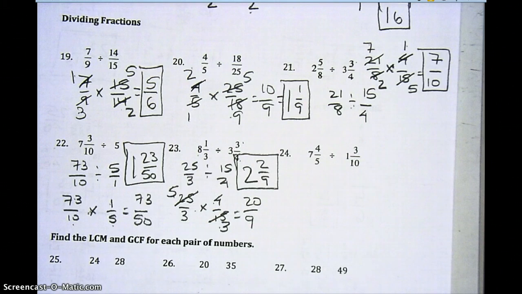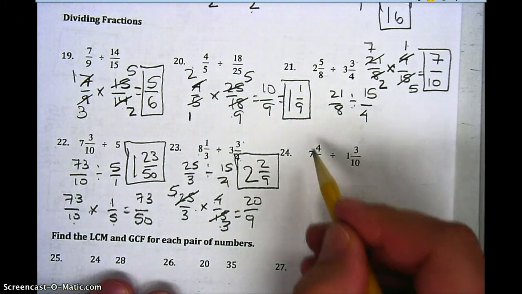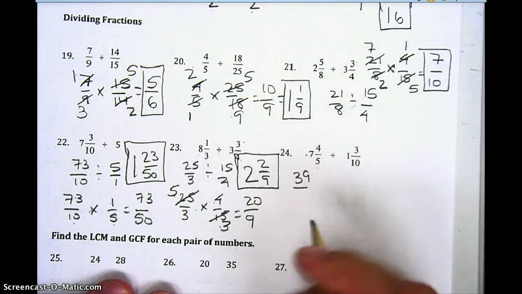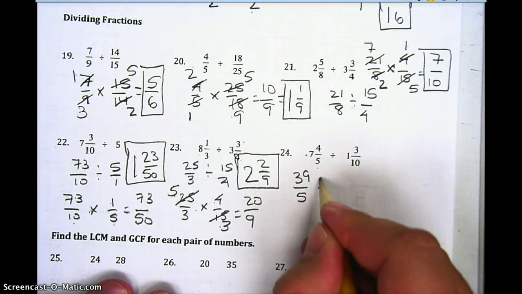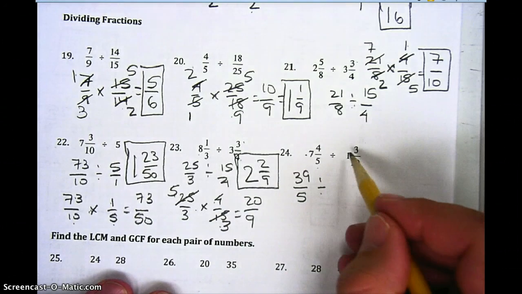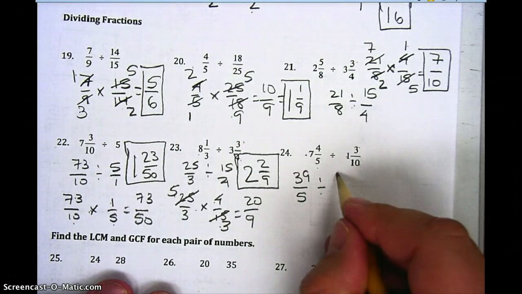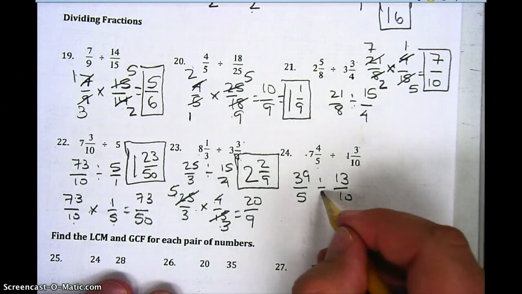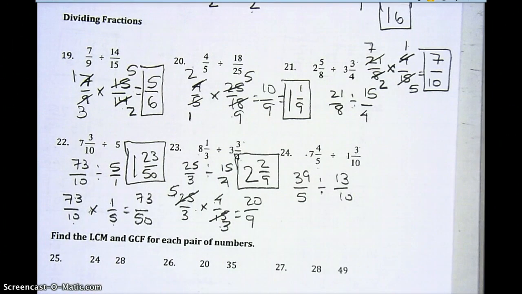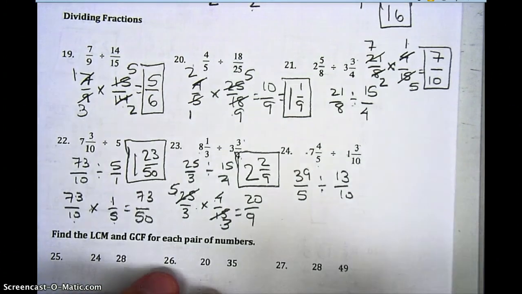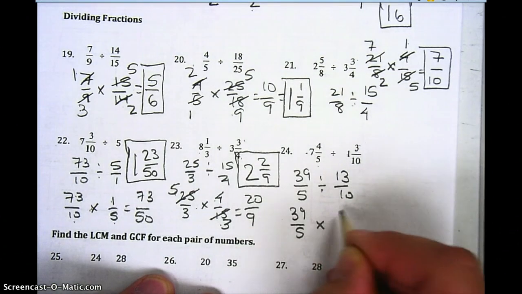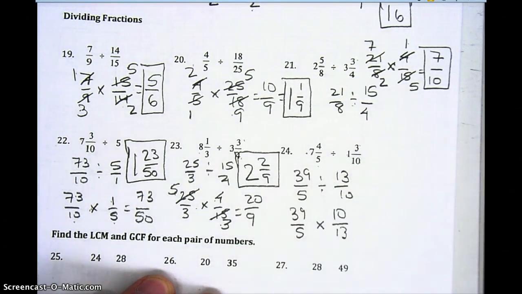Let's see how we did on number 24. So change them both to improper fractions. 5 times 7 is 35, plus 4 is 39 fifths, divided by 10 times 1 is 10, plus 3 is 13 tenths. So now it's a division problem, and I've got to change it to a multiplication problem by copy, change, flipping. So I copy, change, and flip.